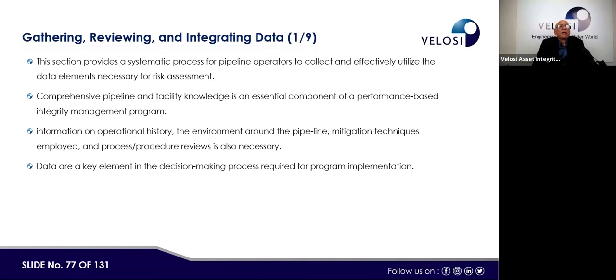So here, gathering, reviewing, and integrating data. As I said earlier, it is a repetition, because what is the pipeline? It is one pipe which is going kilometers and kilometers. So what could be the supporting documentation? As I said earlier, topographical survey, geographical locational survey, or there could be GIS data, there could be PFDs, P&IDs, isometric alignment sheets which are showing the route of the pipeline.